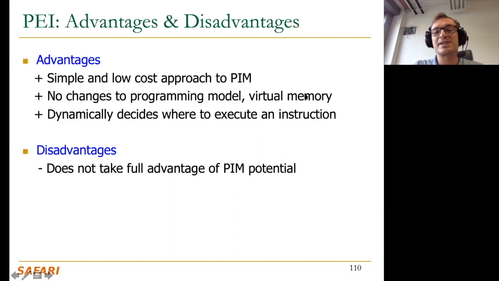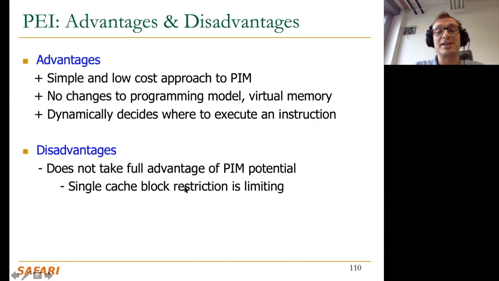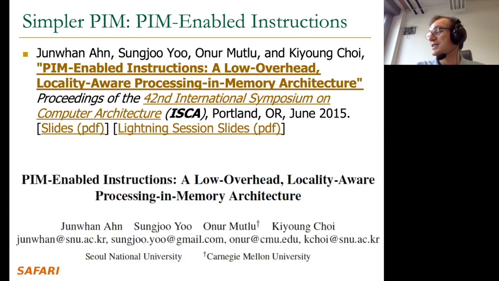Clearly, a single cache block restriction is limiting, no question about that. And there may be other disadvantages, but I'll let you figure those out. If anything comes to your mind right now, let me know. Okay, and this is the work, and I'd recommend you take a look at this also, because if you want to see a paper that got accepted without being rejected, this is an example of it. And there are many examples, actually, not just this clearly, but I just wanted to mention that.